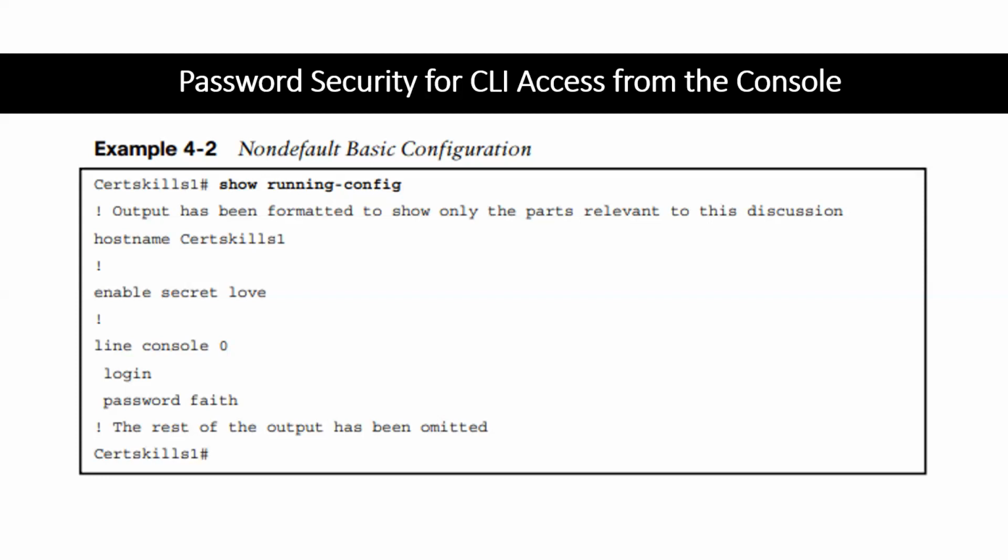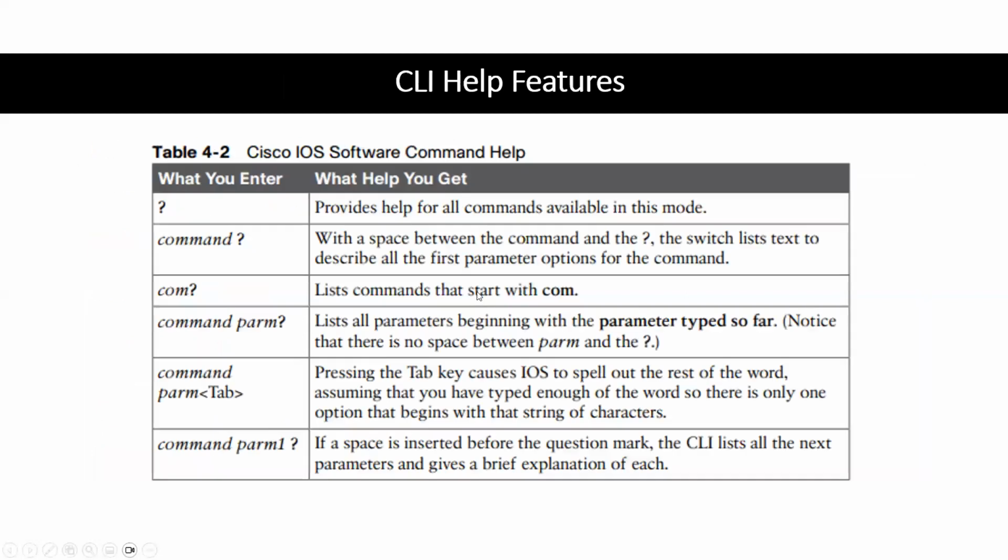If we try to log into the console, as we see right here, if we plug in a console cable and we're trying to access the switch that way, that password is fake. Once we get in, we'll be in user mode. And if we want to go to privilege exec mode, that password is love. So this is one example of doing some password security for CLI access from the console.